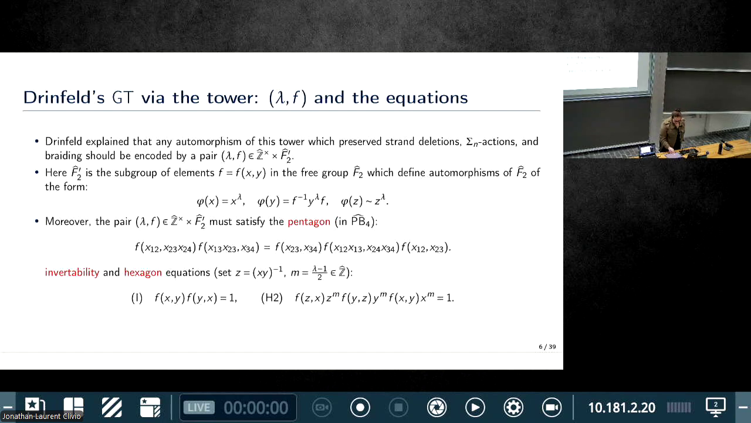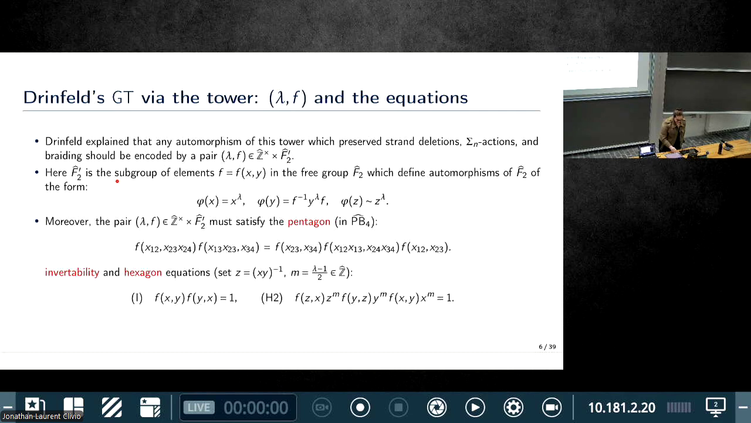Well, this will be encoded by a pair, an integer lambda and an element of the free braid group, of the free group. Free braid group would be a new thing I'm defining today. Free group F2 hat, where this is what's called the derived subgroup of the free group. And what is this thing?